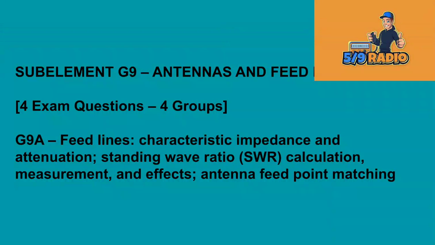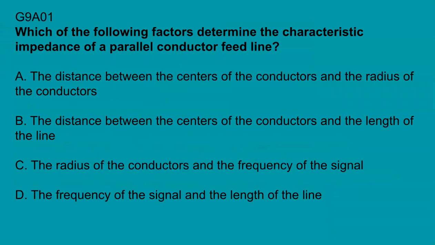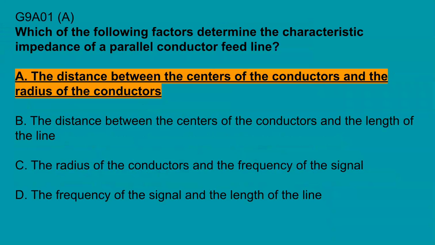We have a little over 100 slides, and let's get it done as quick as we can so that the video is shorter. Subelement G9 covers antennas and feed lines. 4 exam questions come from the 4 groups. G9A: feed lines, characteristic impedance and attenuation, standing wave ratio calculation, measurement and effects, and antenna feed line matching. G9A01, which of the following factors determines the characteristic impedance of a parallel conductor feed line? The distance between the centers of the conductors and the radius of the conductors.